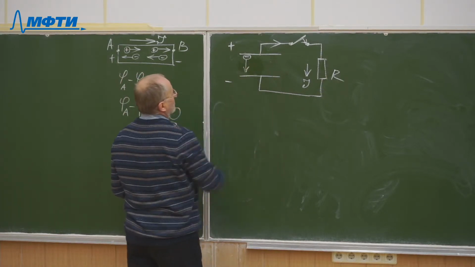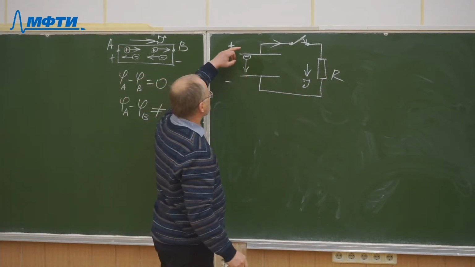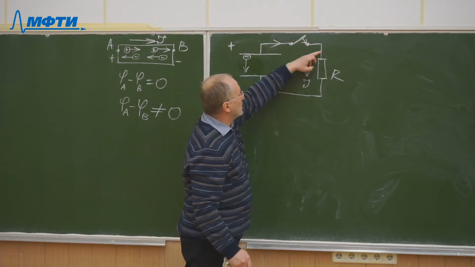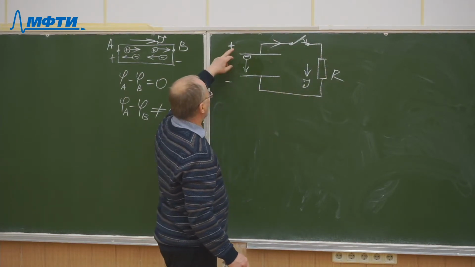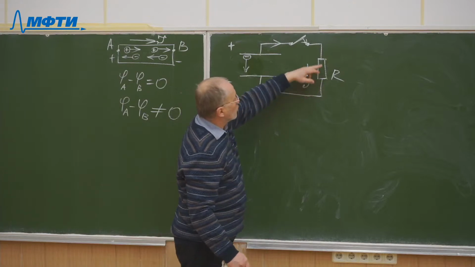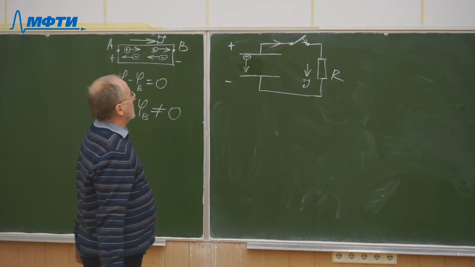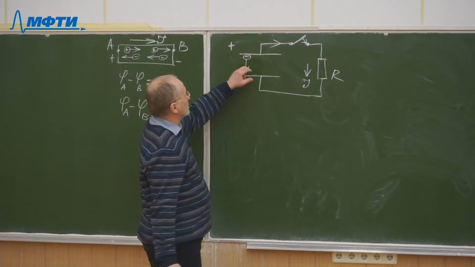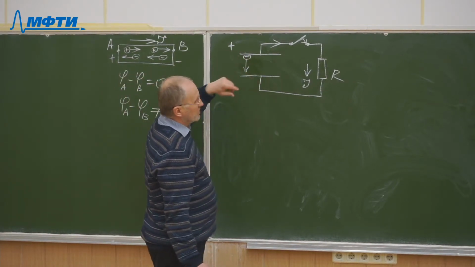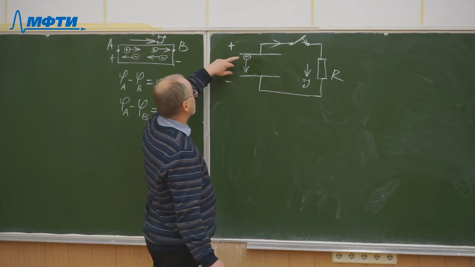You may think of some positively charged particles moving along the conductor, or you may think about electrons moving in the opposite direction. It makes no difference. The result will be the same. Whatever kind of charges you may assume, the final result will be the same.